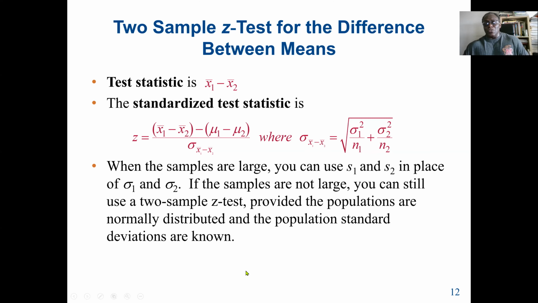Now, when we get the Z value, we can test for our P. We said that when the samples are large, you can use s1 and s2 in place of sigma 1 and sigma 2, which means we can use the sample standard deviation instead of the population standard deviation. If the samples are not large, you can still use the two sample Z test, provided that the populations are normally distributed and the population standard deviations are known.